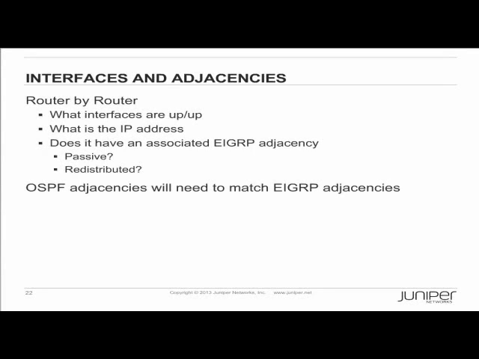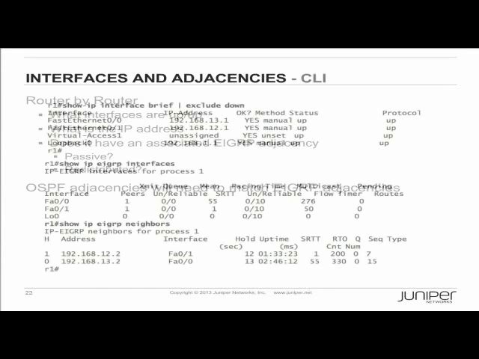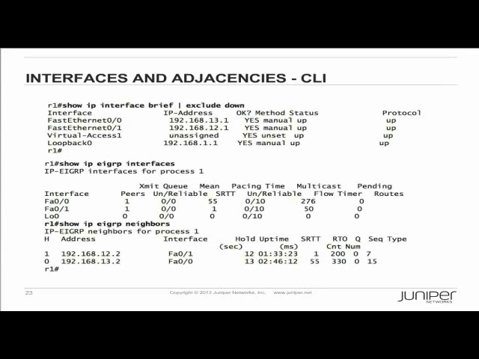Other things that need to happen is, while you're going through and normalizing your EIGRP config, you might want to take a quick snapshot of your interfaces. What interfaces are up, what's the IP address, what are the adjacencies? Did we redistribute connected, or are we doing it properly with passive interfaces? And in the end, to be successful, we're going to have to get OSPF adjacencies to equal your EIGRP adjacencies.